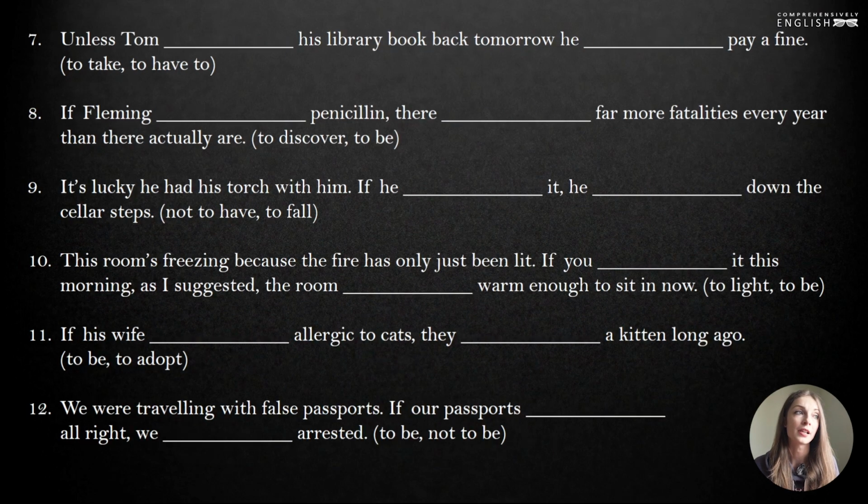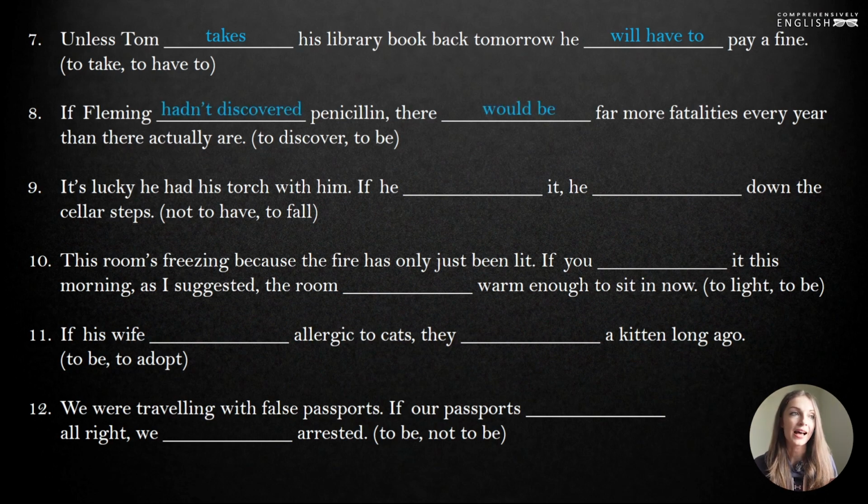Number 7. Unless Tom takes his library book back tomorrow, he will have to pay a fine. It's a real condition. We are speaking about a future situation. And pay attention that in this sentence we don't use if, we use unless, and as unless has this negative component in it, we use the main verb in a positive form. Unless Tom takes, not unless Tom doesn't take. Unless Tom takes his library book back, he will have to pay a fine. The first conditional.